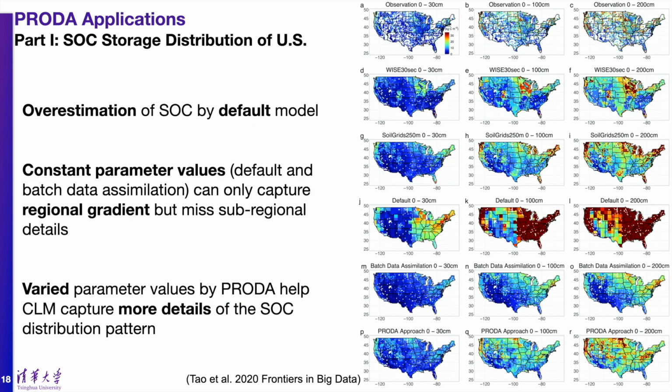In terms of spatial representation of soil organic carbon, we can see from this figure that compared with the observations, the default model without any optimization strongly overestimates the soil organic carbon. When taking optimized parameter values from a batch data simulation, we can capture some of the regional patterns, but not all the details. When we consider the varied parameter values in the product approach, more details of soil organic carbon distribution can be captured by CM5.